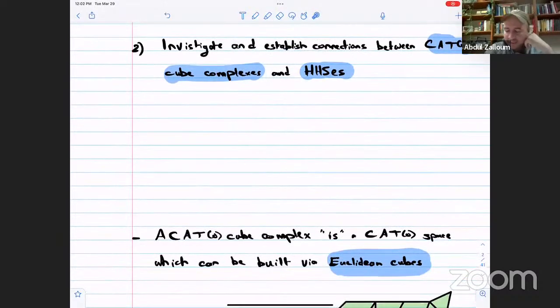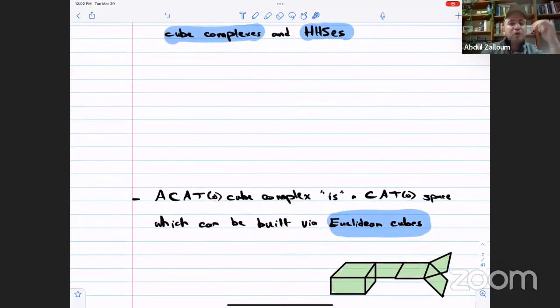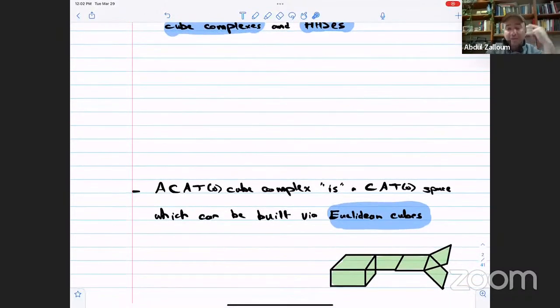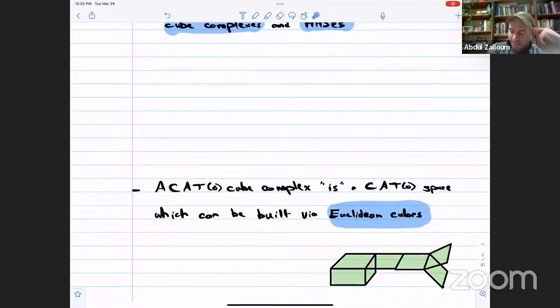So what's a Cat0 cube complex? We know what a Cat0 space is, thanks to Kim from yesterday. A Cat0 cube complex is a Cat0 space which can be built by gluing Euclidean cubes isometrically along faces. A picture of this kind is a Cat0 cube complex.